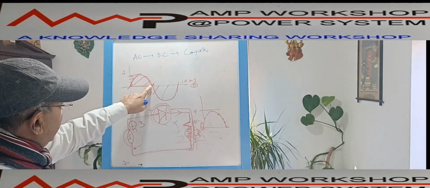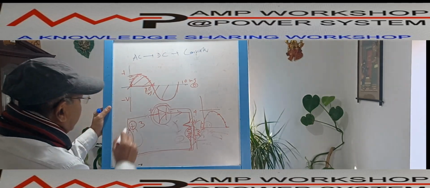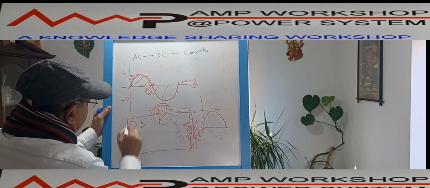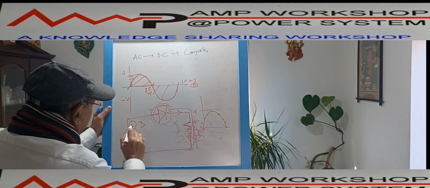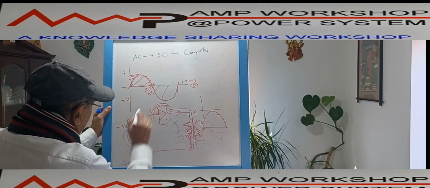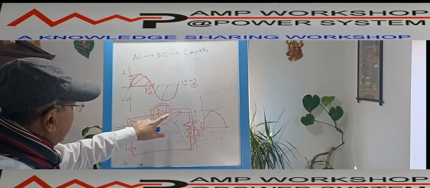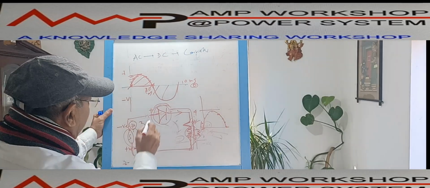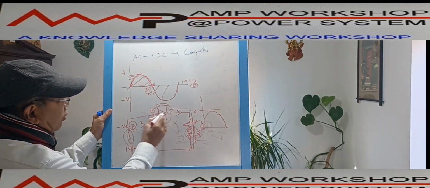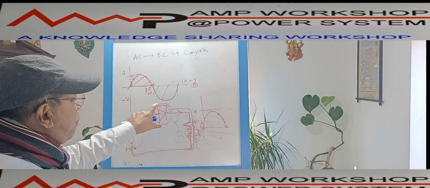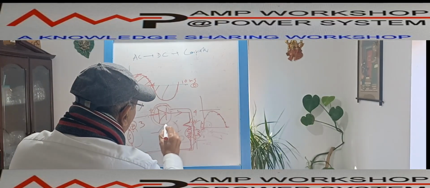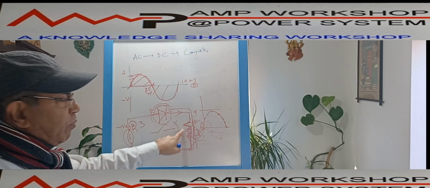Then after 10 milliseconds, what happens? The input voltage immediately changes. Now this end becomes negative, and automatically the other end becomes positive. So what is the diode condition now? The diode anode is negative and the cathode is positive, so the diode is an open switch. Now this switch is open, so it will not be able to flow any current.